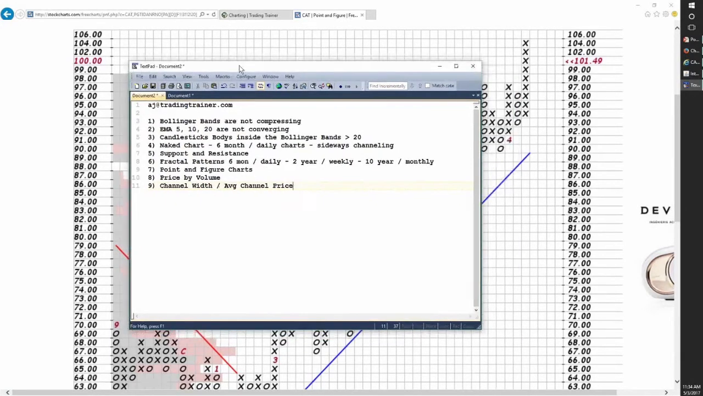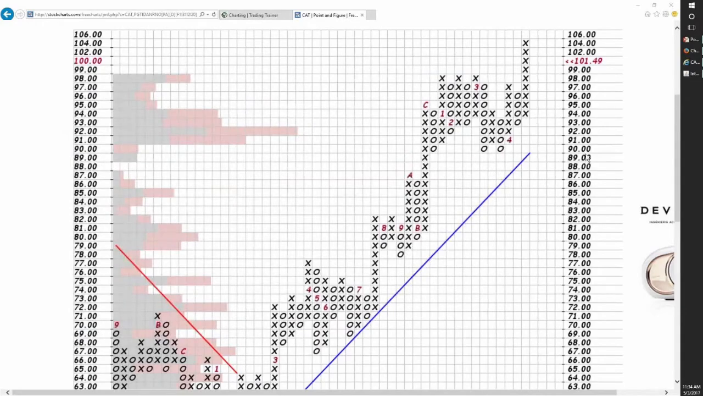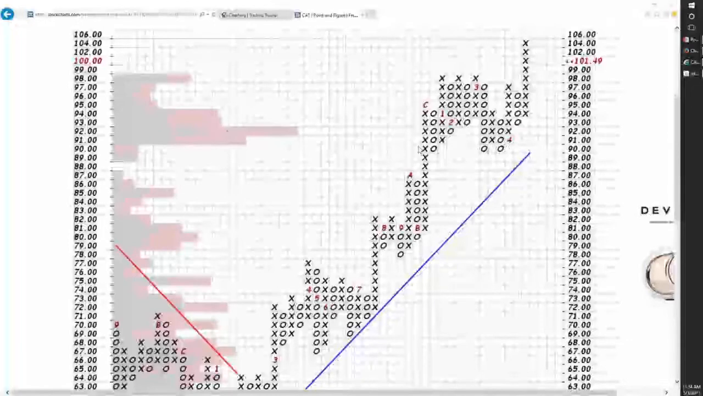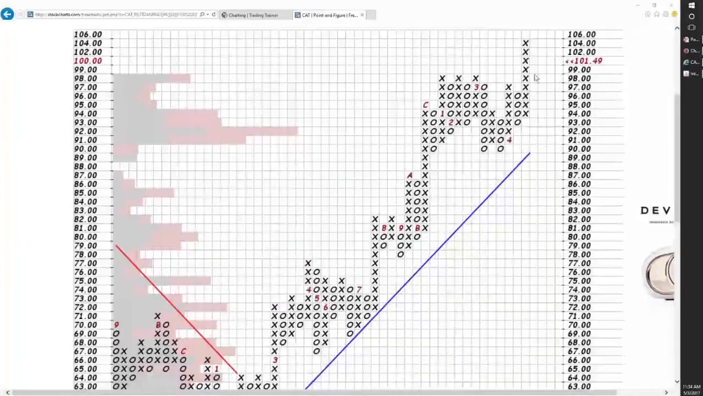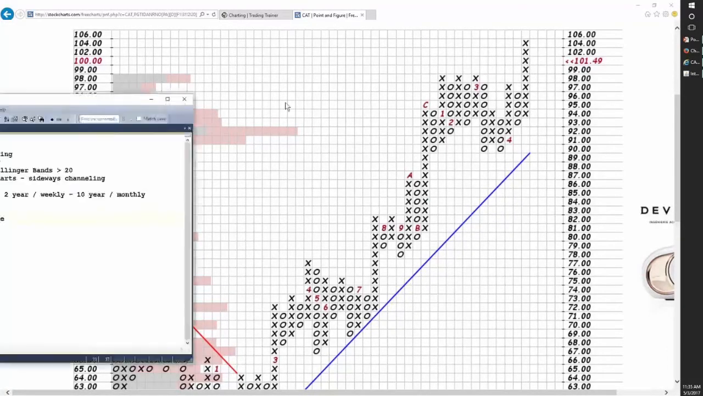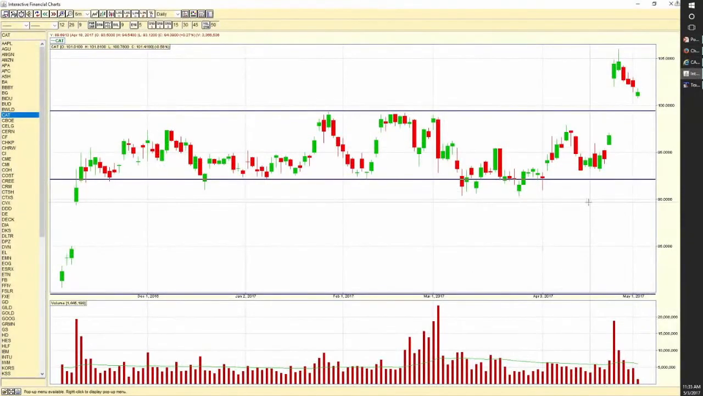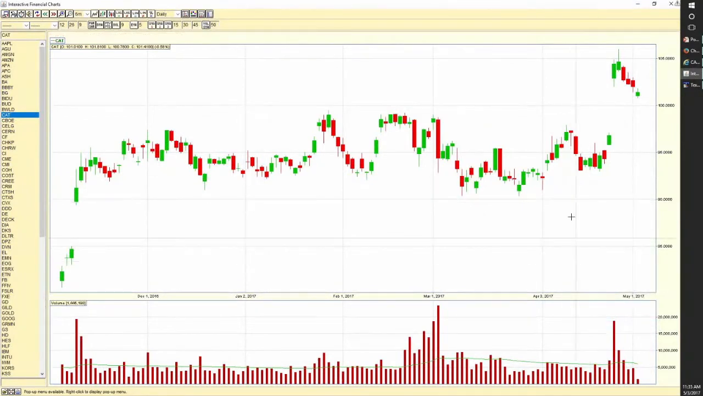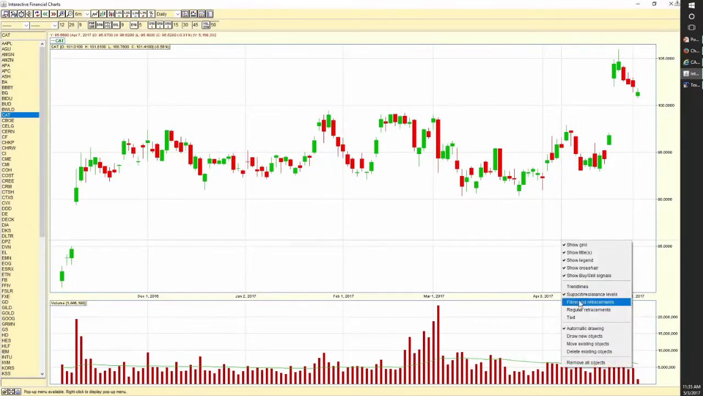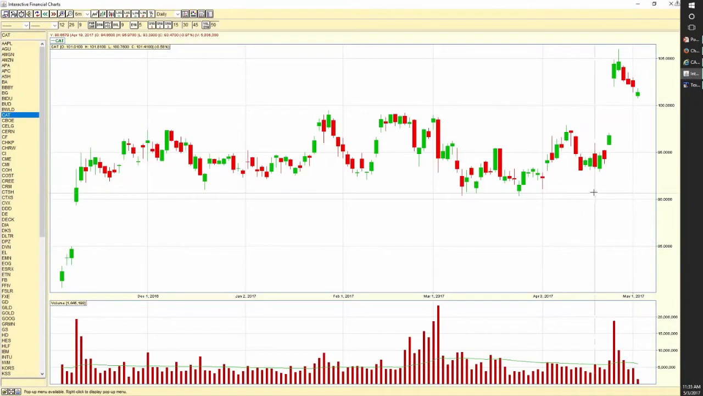So it looks like on Caterpillar, we found a channel most recently somewhere around this $91 zone, where we saw it tested a couple times, and the $98 zone, okay? So the channel width of this 91 to 98, and we can also probably see that. Let's go back to our price by volume. Let's put a line here and see what it looks like, because a lot of times you can see things in a point and figure chart that you cannot see in your price by volume chart.